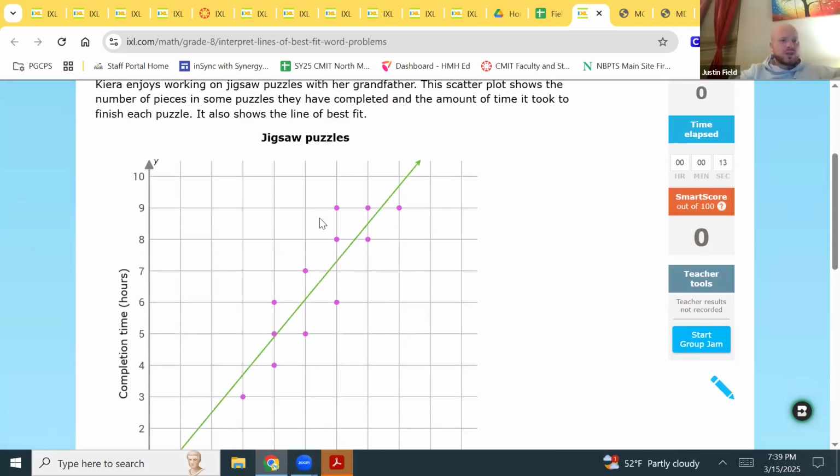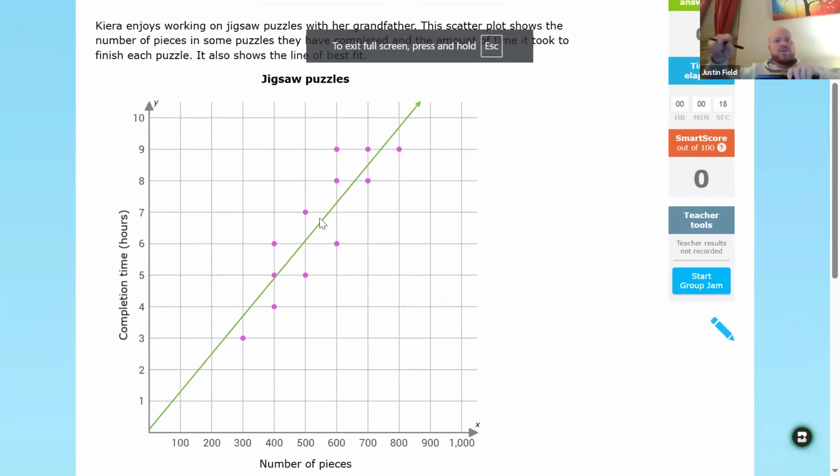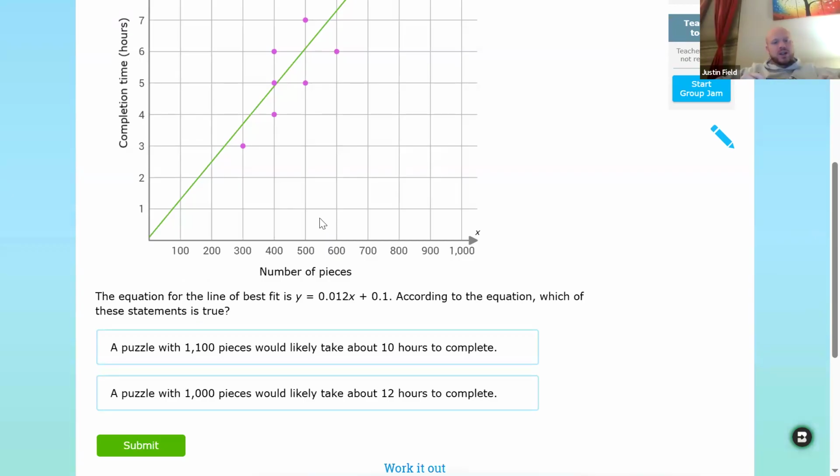Kiera enjoys working on jigsaw puzzles with her grandfather. This scatter plot shows the number of pieces in some puzzles they have completed and the amount of time it took to finish each puzzle. It also shows the line of best fit. Wow, that's awesome. The equation for the line of best fit is right there. Okay, so what am I thinking right now? I'm thinking that this is the slope, a very small slope, and this is the y-intercept, the initial amount.